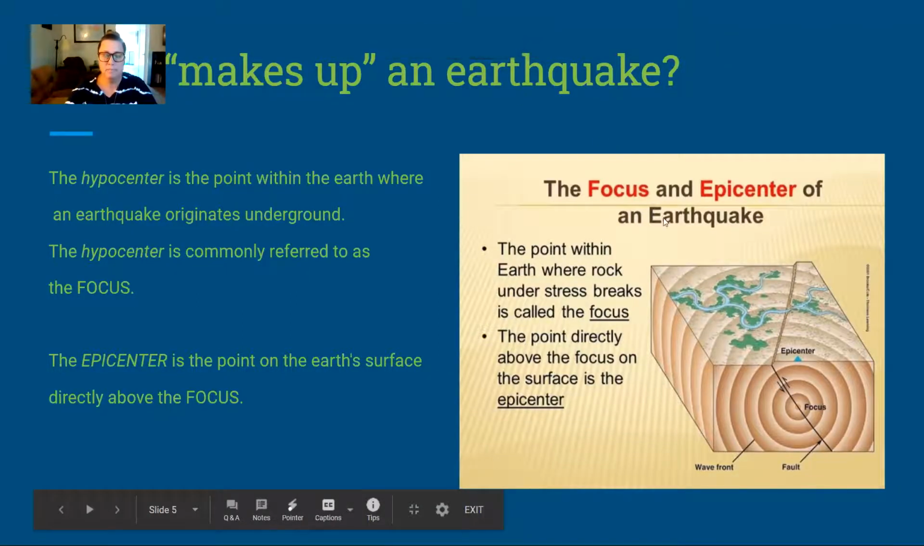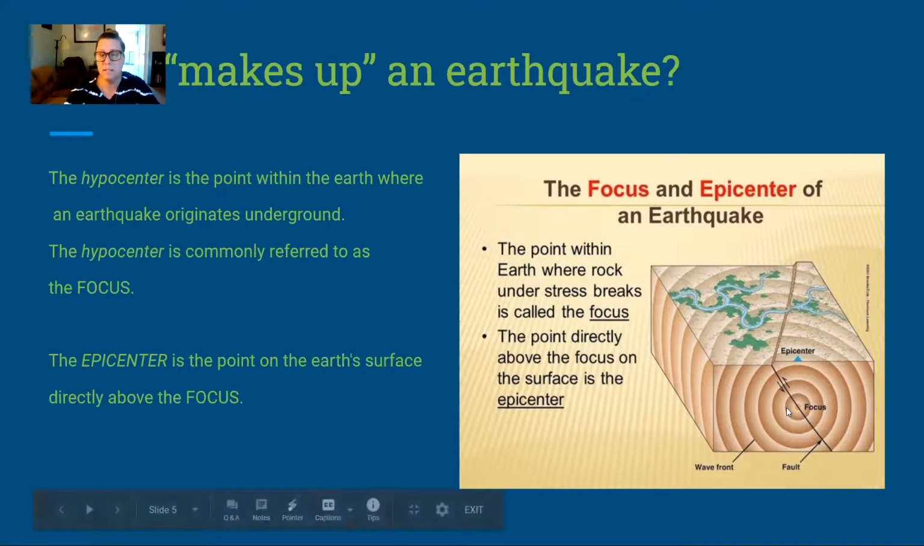What makes up an earthquake? Here's a picture depicting a fault line and an earthquake. Where we measure the earthquake from is in the body of the earth, which is called the focus. This is where the earthquake originates, and we can take measurements from that. Right above it is what we call the epicenter. The epicenter is found on the surface, whereas the focus is the origin of that earthquake.